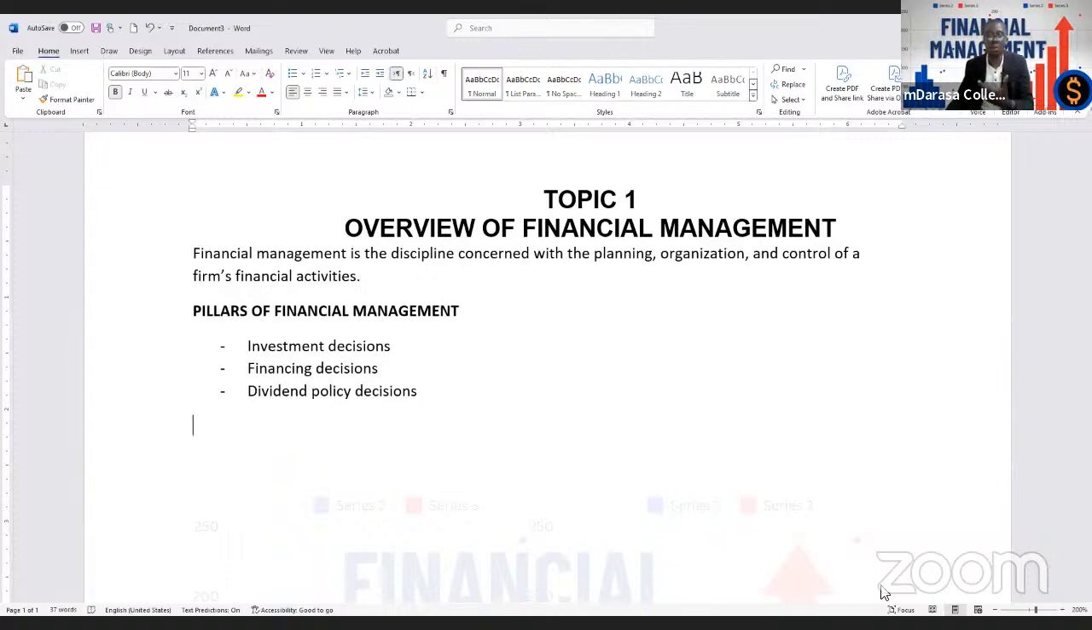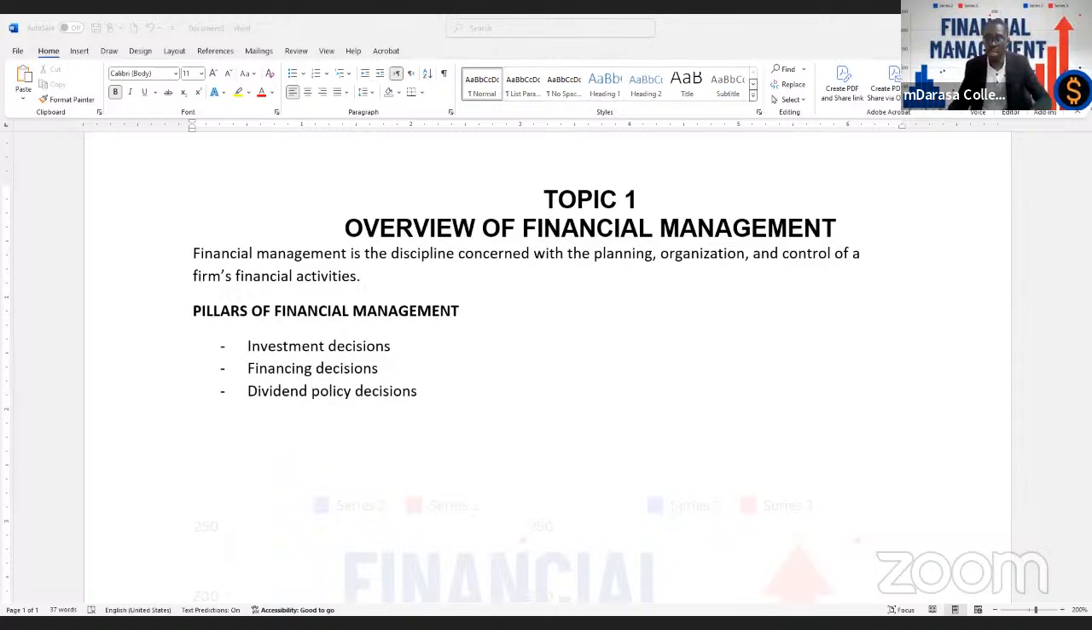So when we are talking about the dividend policy decision, my good friends, you are looking at simply establishing the optimal dividend payout policy that will always tend to align with the firm's goals. At all times, when we are looking at financial management, my good students, I'll always want us to remember the three pillars: investment decisions, financing decisions, dividend policy decisions.